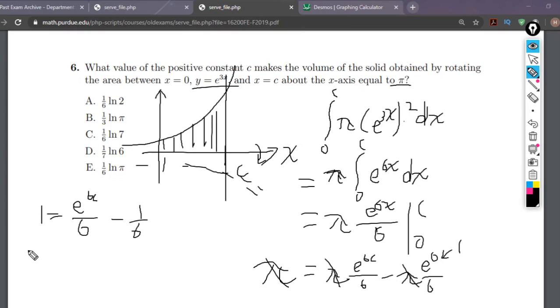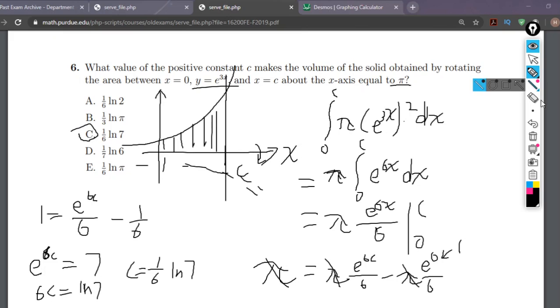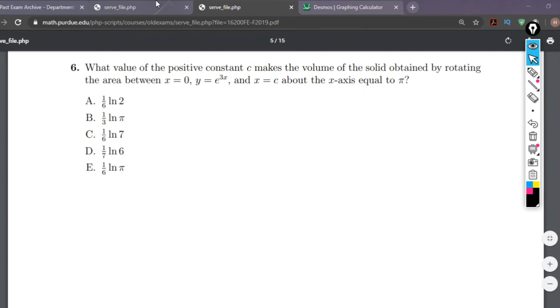You should get e to the 6c equal to 7. And now take the natural log of both sides to get rid of the e. So 6c would be ln 7. Then c would be 1/6 natural log of 7, which is choice C. And that will be the answer.